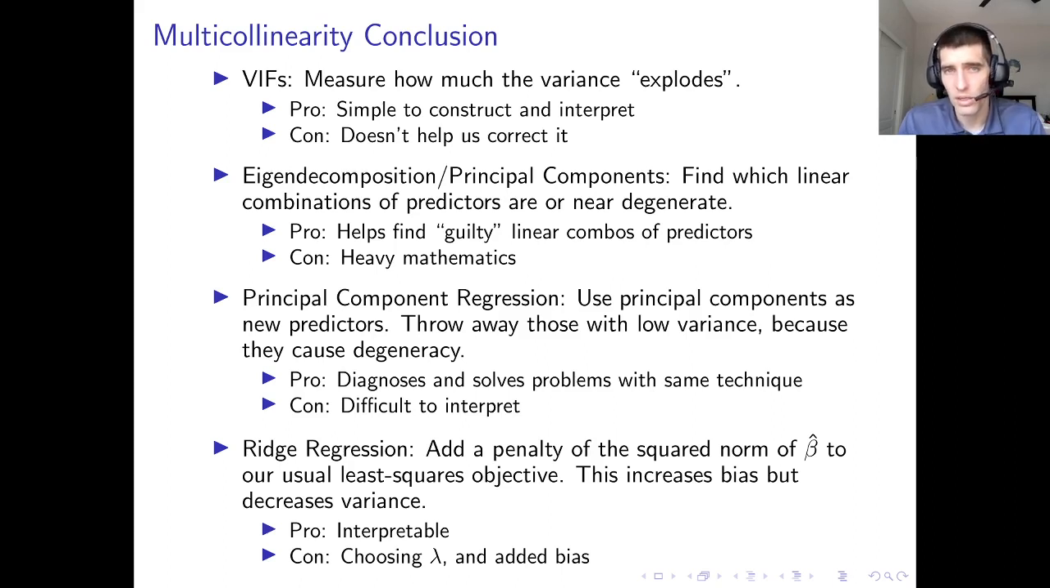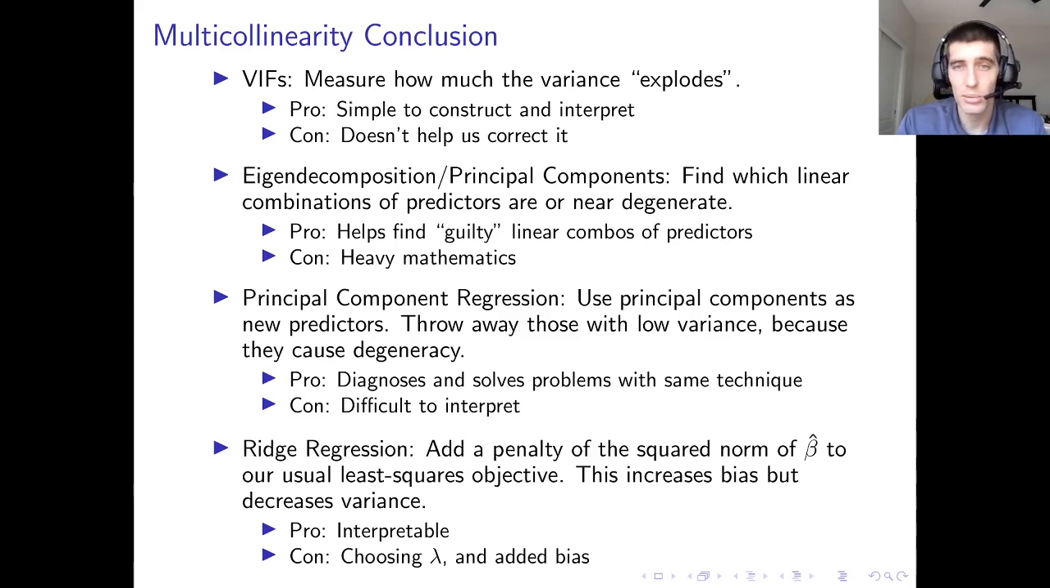So we've talked about multicollinearity. It's a problem because the variance of our least squares estimator gets large. That's in one case if we have near degeneracy, or the least squares estimator just doesn't exist because X transpose X inverse doesn't exist. We've talked about the VIF, the variance inflation factor. We can compute it in R using the car package. It gives us this vif function. The pro of VIFs is that it's simple to construct, but the problem is that it does not actually help us correct the problem. It just measures when multicollinearity is a problem, right?